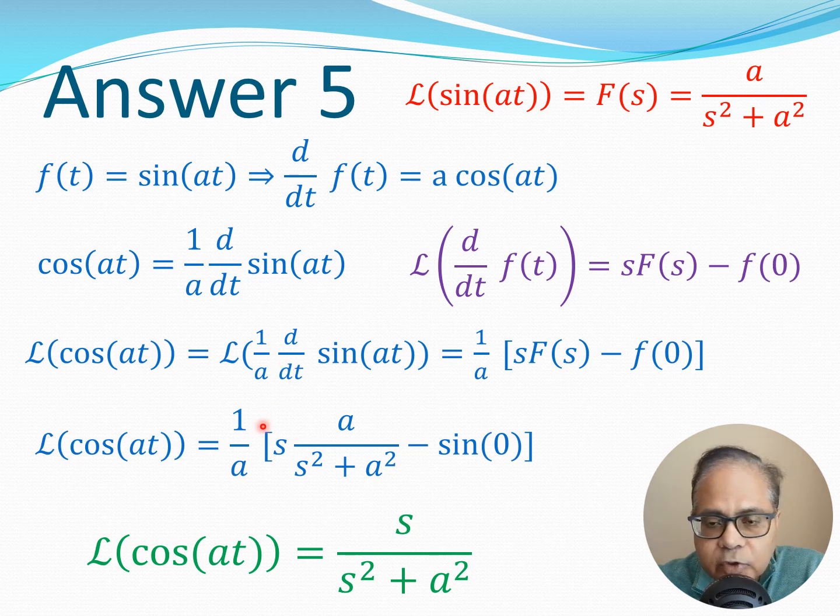Of course, you can prove that through the definition, that's one of the simple proofs out there, and then I get this here. Once I get this, I immediately recall that F(s) is a by s square plus a square. So I can substitute the value of F(s) here. I get s into a by s square plus a square, and f(0) is going to be sin of 0, because I simply substitute t is 0. Now I know sin of 0 is simply 0, so I can remove this term, and I get the Laplace transform of cos at as s by s square plus a square, because these two a's cancel out, and I am only left with s by s square plus a square.